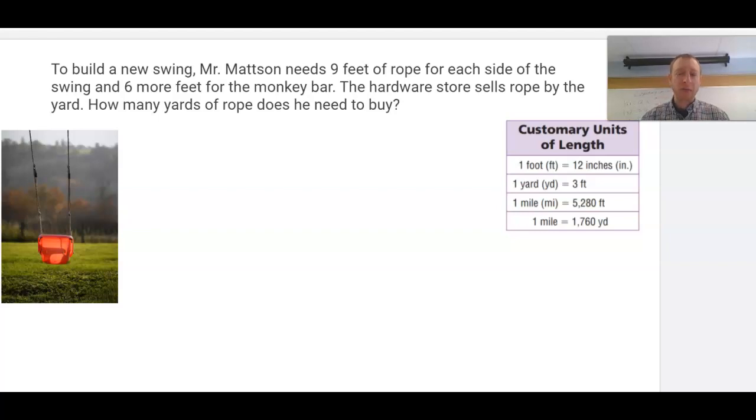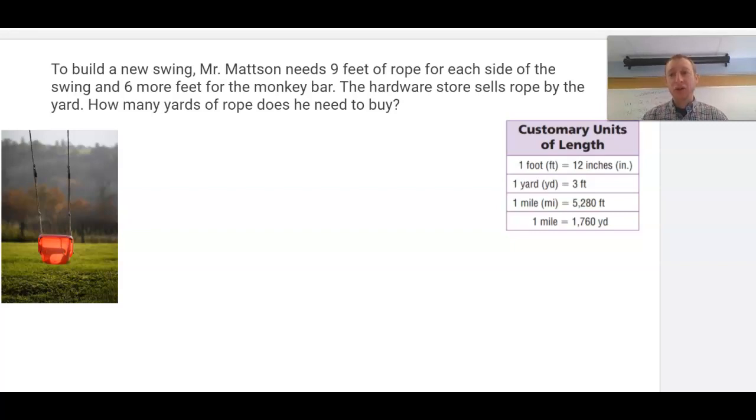Good morning, everybody. We're starting a brand new unit today, all about converting between units of measurement. We're going to be looking at units of length. We're going to be looking at units of capacity, right? How much can something hold? And we're going to be looking at units of weight.